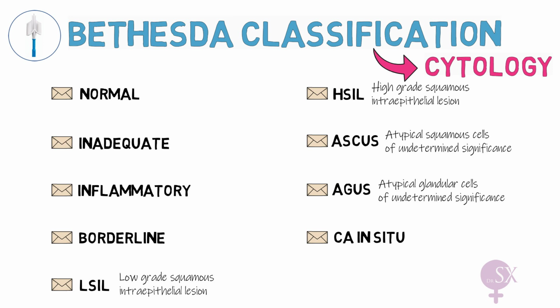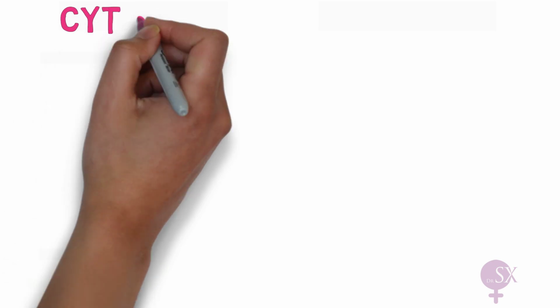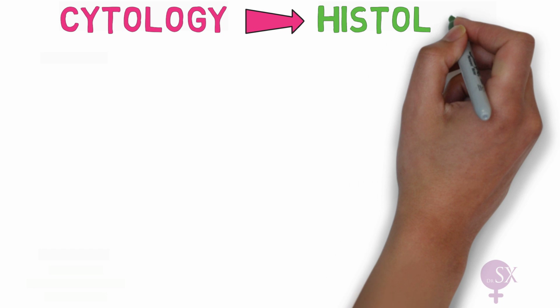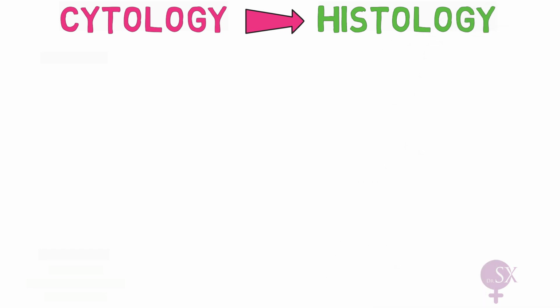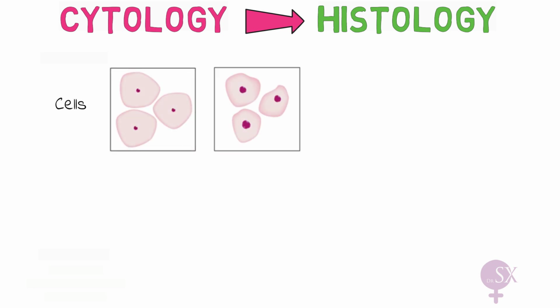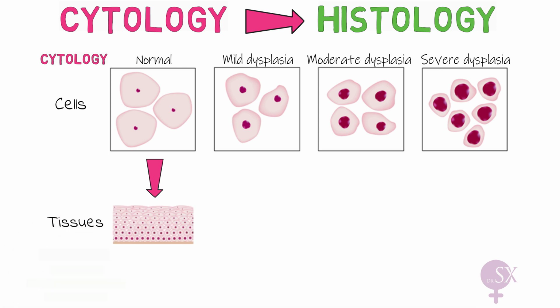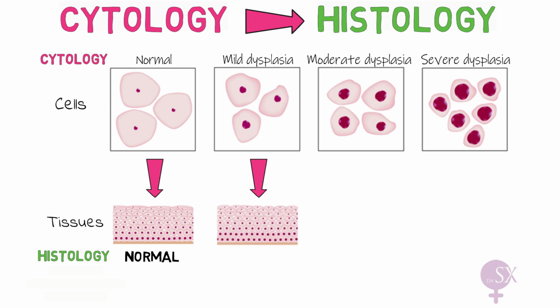Okay, so we've seen what cytological characteristics make a cell abnormal and the cytology results. Now, in theory, how does our cytology result relate to the histology? Histology being the study of tissues. Here we've got our cells which are progressively becoming more abnormal. So we've got mild, moderate, and severe dysplasia. Normal cells at cytology will give us a normal epithelium at histology. Now, with mild dysplasia, we will have some abnormal changes in our epithelium.